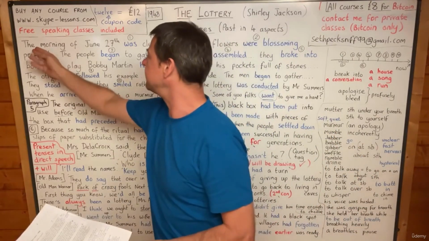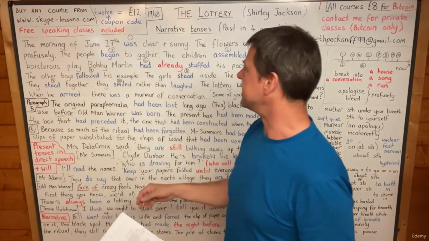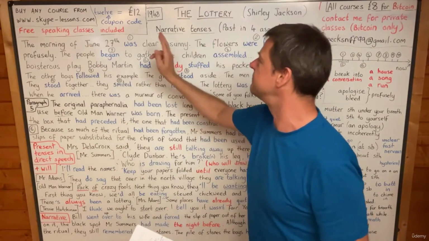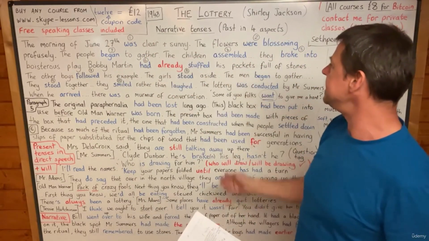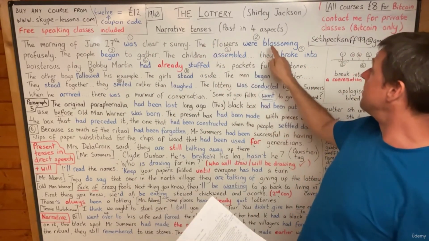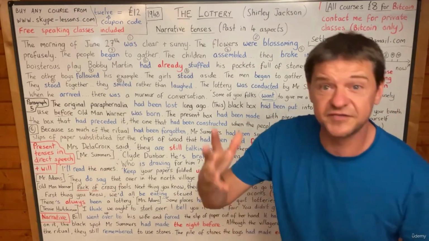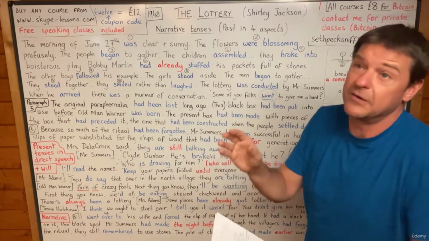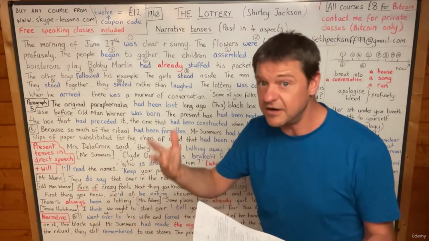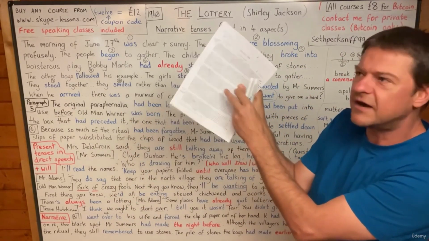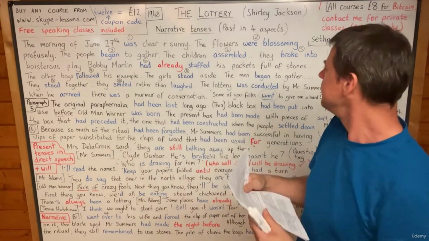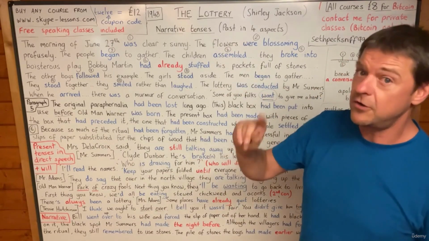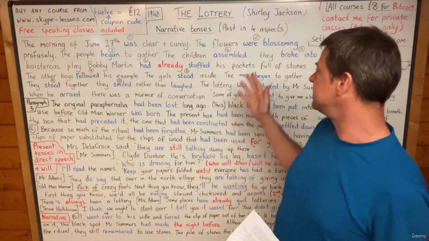But the story starts on the morning of June 27th. Yeah, the morning of June 27th was clear and sunny. The flowers were blossoming. There's our past continuous. That is one of the only examples on the board. Well, it is the only example of past continuous. There may be two or three other examples in the whole story. But on the board, it's the only example, I think, of past continuous.